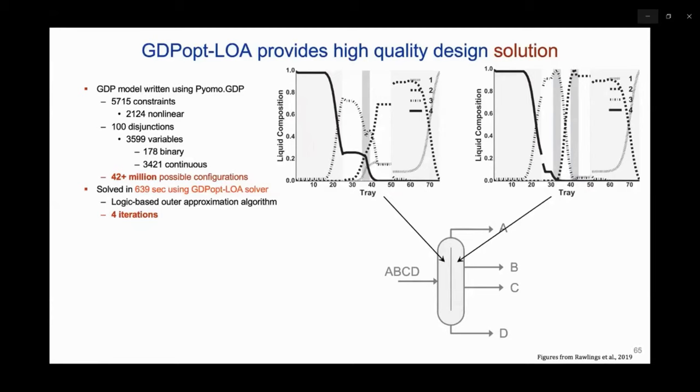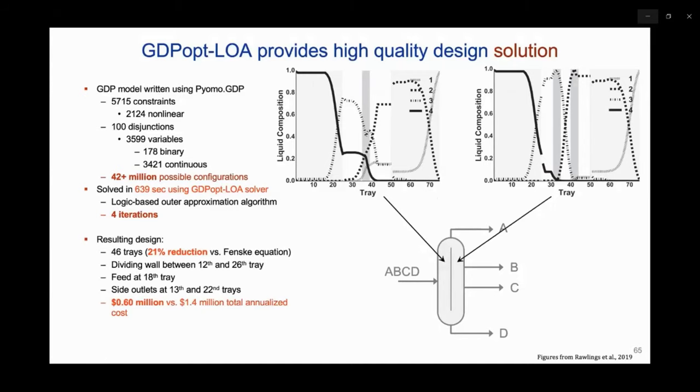So this problem we were able to actually solve with a logic-based approximation, let's say over 600 seconds, about 10 minutes. It took actually four iterations to find the solutions. And here we're showing you the specific profile for liquid compositions on both sides. And basically here, the result on this side actually gave a 21% reduction in terms of number of trays, especially if you use a simple Fenske-Underwood type of approach.